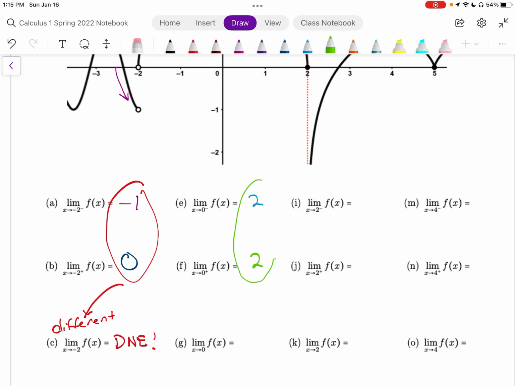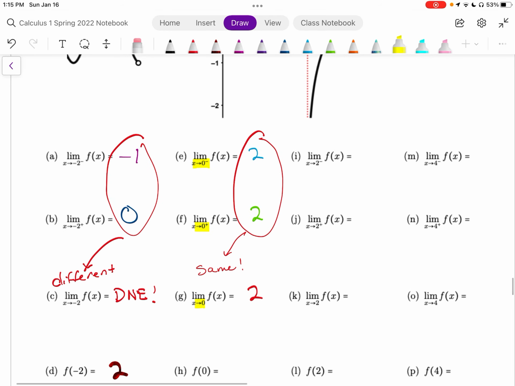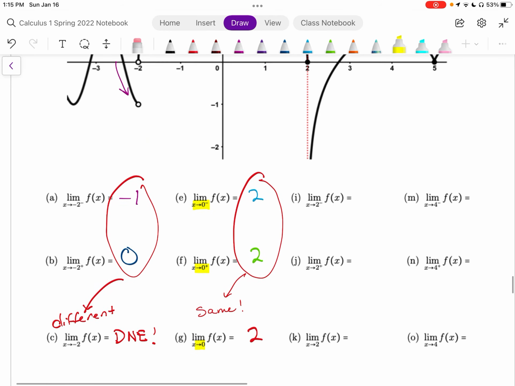These are the same. So that means the limit as x approaches 0 is 2. Okay, so this has to be the same. Coming from the left, coming from the right, they're both the same answer, and so the limit as x approaches 0 is 2.